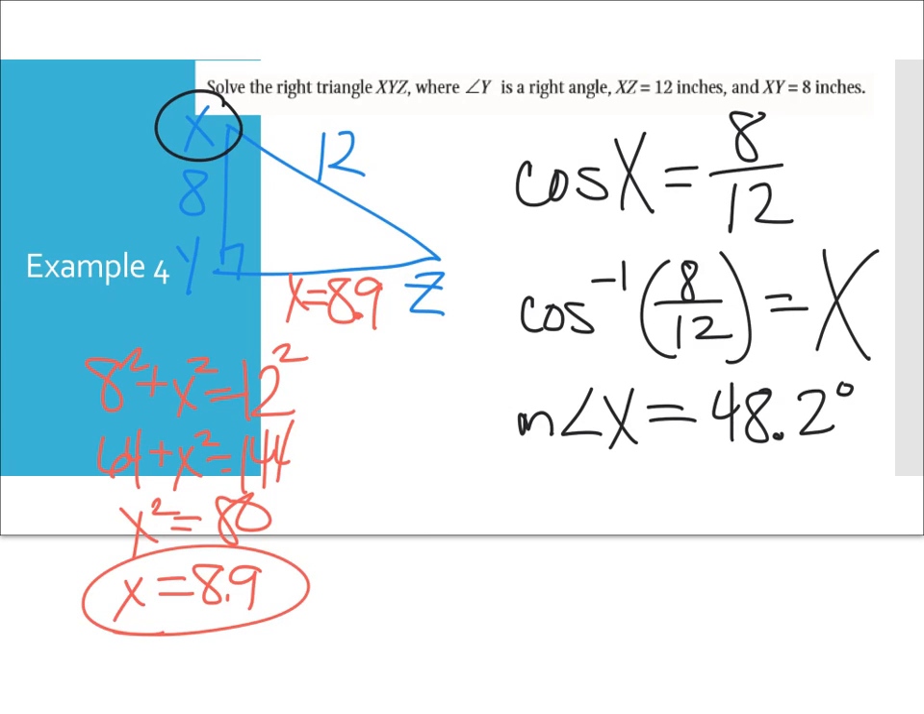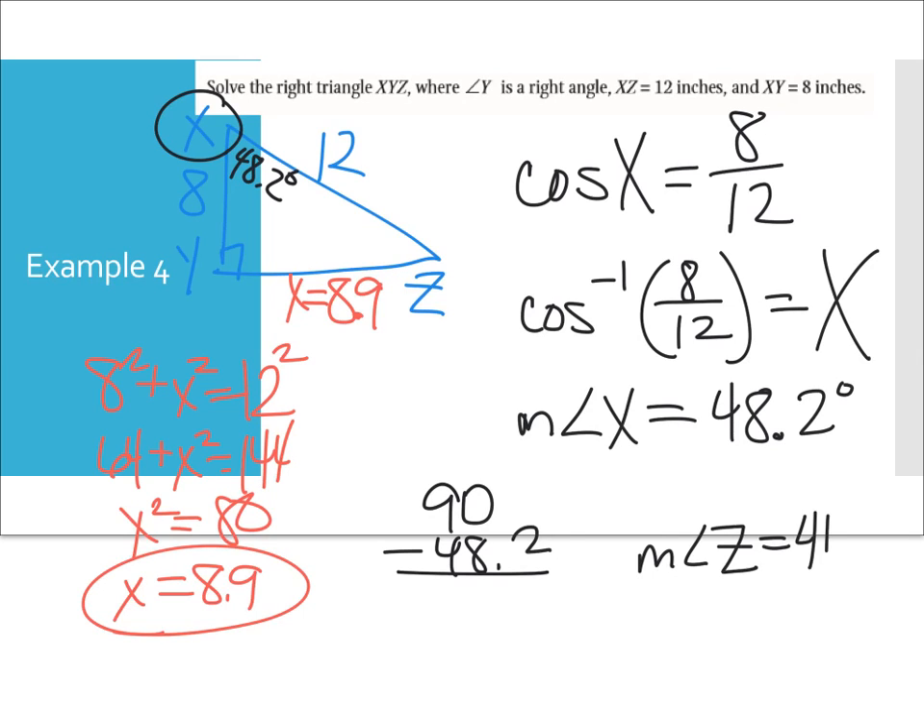If I put in my 48.2 degrees, there's no real work left to find angle Z. Sure, you could do another trig function if you like, or you can simply go 90 minus 48.2, and the measure of angle Z would be left to be 41.8 degrees. You just solved the entire triangle.